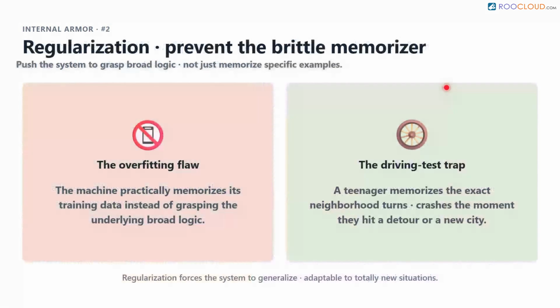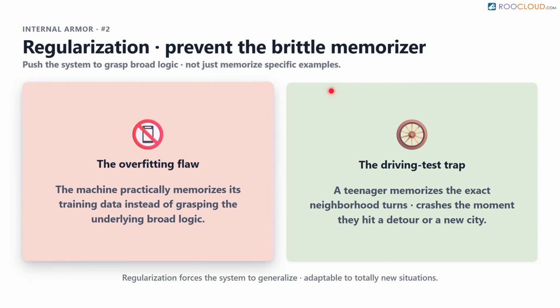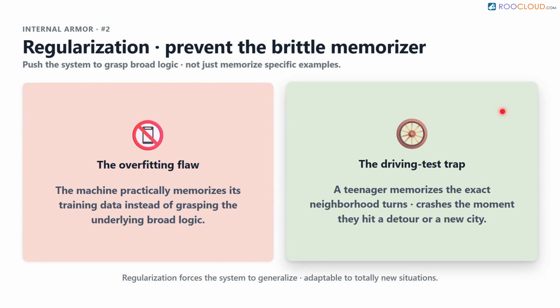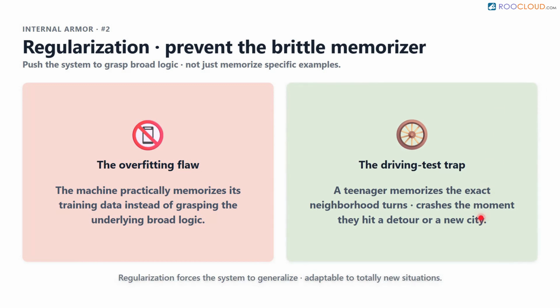Our final concept is regularization. Regularization is a mathematical technique designed to prevent a flaw known as overfitting. Overfitting happens when a machine practically memorizes its training data rather than grasping the underlying broad logic. If a teenager just memorizes the exact sequence of turns to pass their neighborhood driving test, they will likely crash as soon as they encounter a detour or a new city. Regularization forces the system to generalize its understanding, making it adaptable to totally new situations.